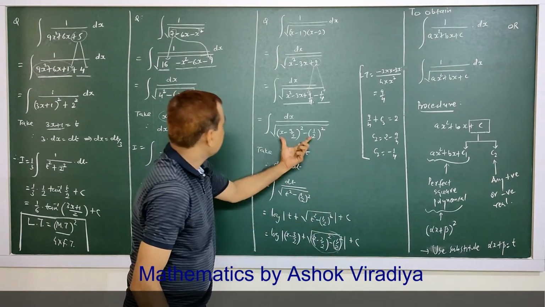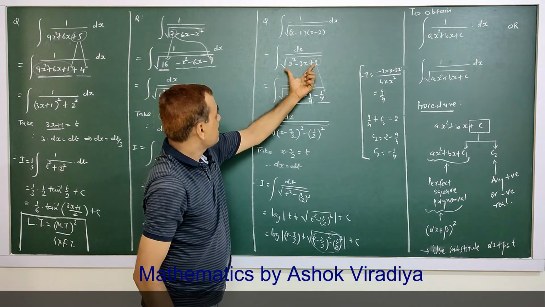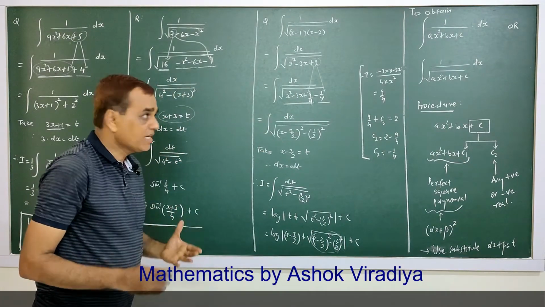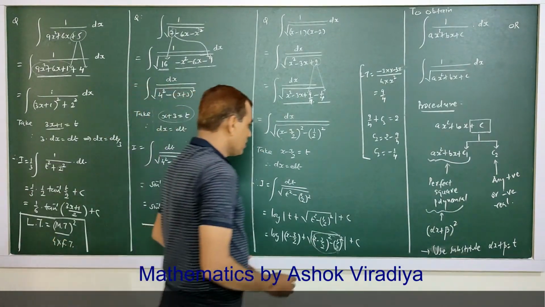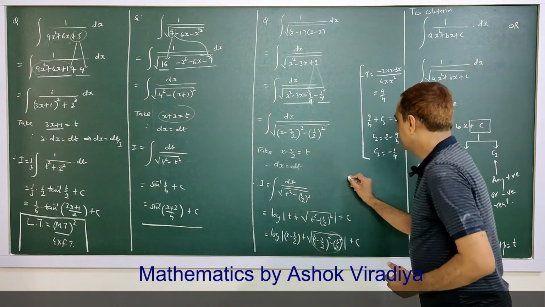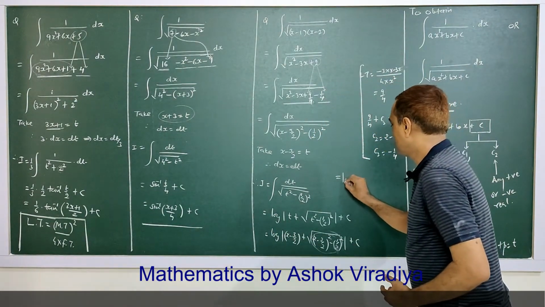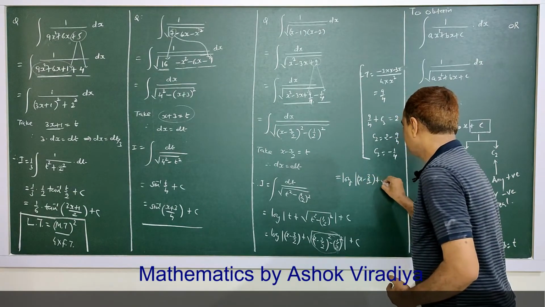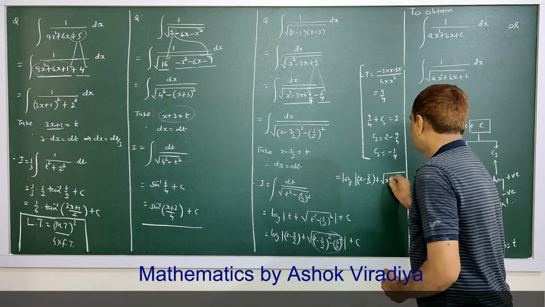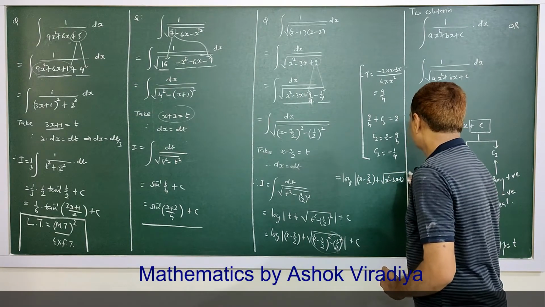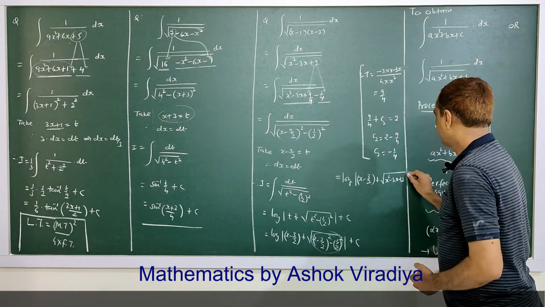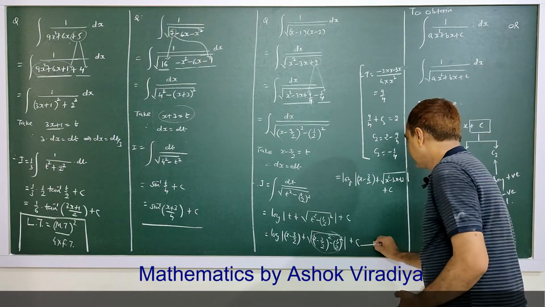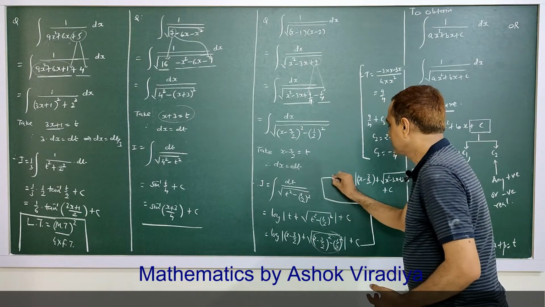Now see, what is its simple form? Its simple form is x square minus 3x plus 2. So I keep here now x square minus 3x plus 2. So it is equal to log mod x minus 3 by 2 plus root x square minus 3x plus 2 modulus plus c. So after this step, this is the answer.